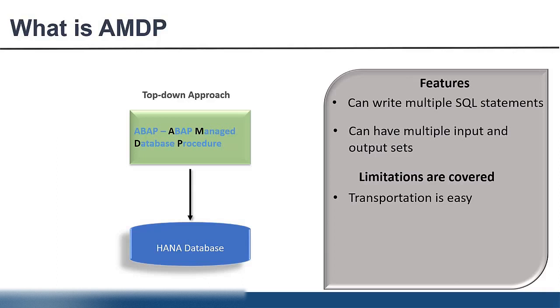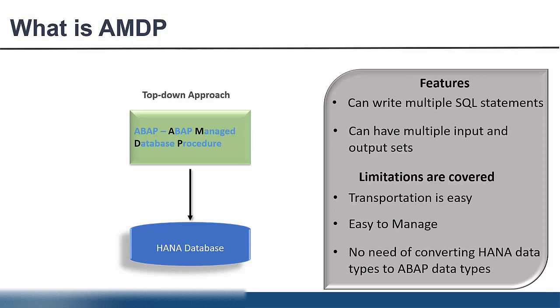Since AMDP is created directly in the ABAP layer, it is treated as a pure ABAP object. So when you create an AMDP, you can directly lock it in a request and transport it from one system to another just like any other ABAP object. So transportation is easy. It is easy to manage because it is treated as an ABAP object, so you can maintain it easily. And since you are directly creating it in the ABAP layer, there is no question of converting HANA data types into ABAP data types.